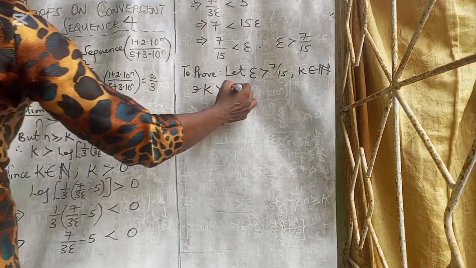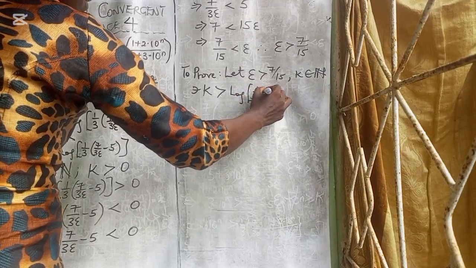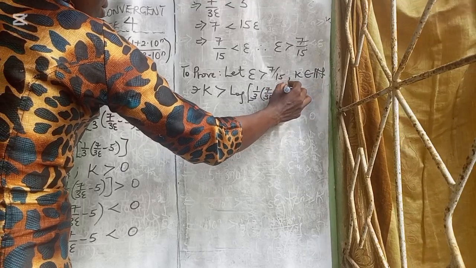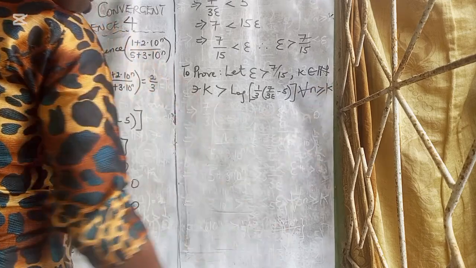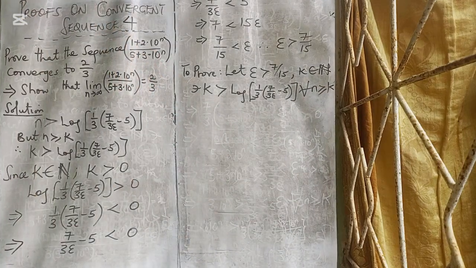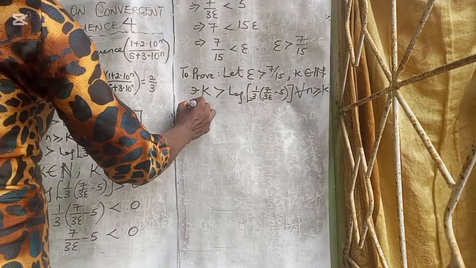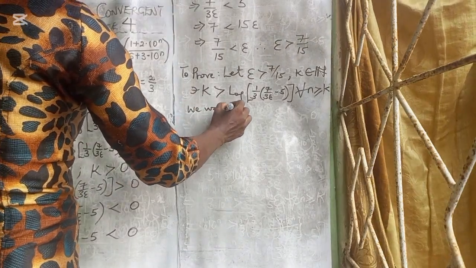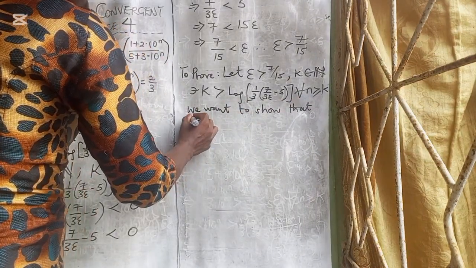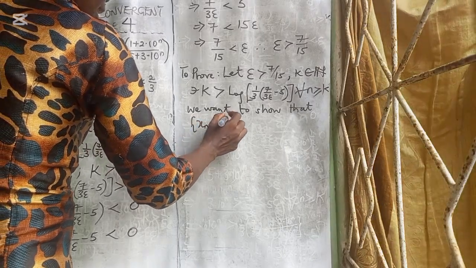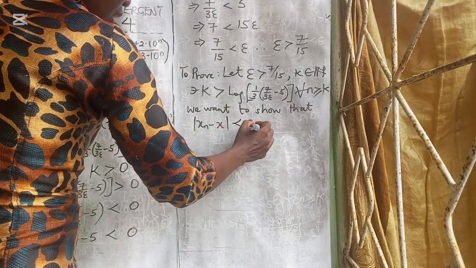Remember, we have gotten it here. The log of 1 over 3 into 7 over 3 epsilon minus 5. This will be for all n greater than or equal to k. What do we want to show now? We want to show that the absolute value of xn minus x is less than epsilon.